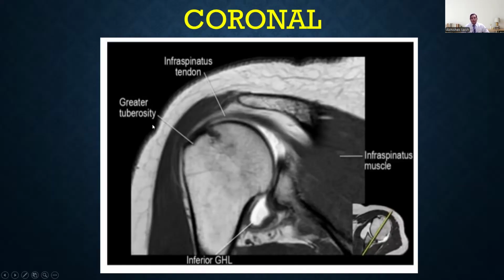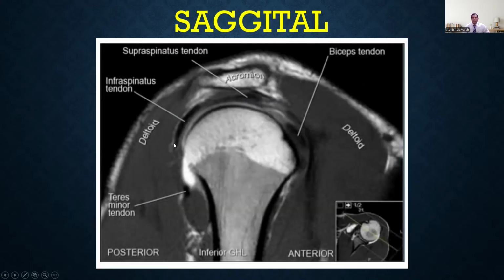So here is an example of a coronal image where you can see the humeral head, the IGHL, the greater tuberosity, the infraspinatus tendon, and the infraspinatus muscle, which goes on to become a tendon and at the end gets attached at the tuberosity. In a sagittal view, you need to know what is anterior and what is posterior. So this is the deltoid, this is the acromion, this is the teres minor, this is the deltoid of the posterior aspect and the anterior aspect, and there is the biceps. So biceps is like a lighthouse of the shoulder. If you're lost, you look for the biceps and then you know where you are.